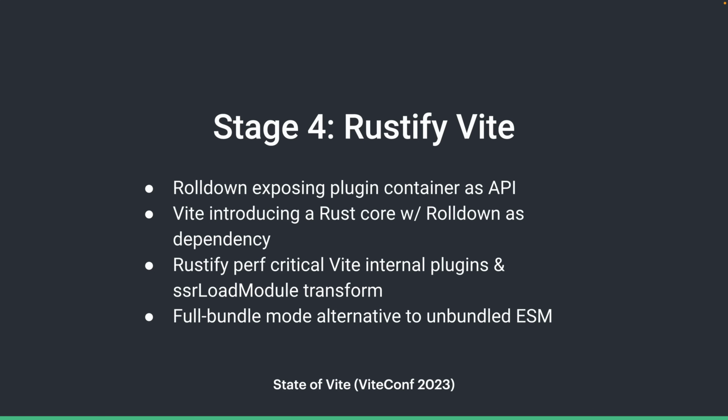And I think Vite in particular is a project that wouldn't be using Rust if it didn't make sense. If they weren't going to be able to present the Vite experience the way they wanted to, they wouldn't be using Rust to power the project. And to that extent, Rolldown is going to expose a plugin container as an API. Vite is going to get a Rust core with Rolldown as a dependency. Performance critical pieces of Vite internally are going to be Rustified, and there's a whole lot more to this presentation. So if you're interested in Evan Yu's talk, go check it out.